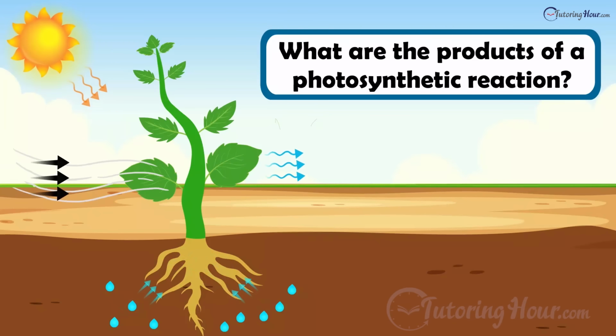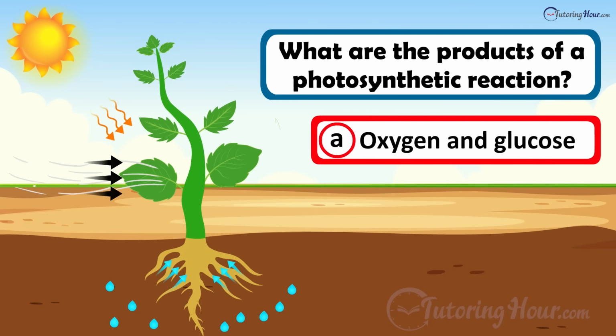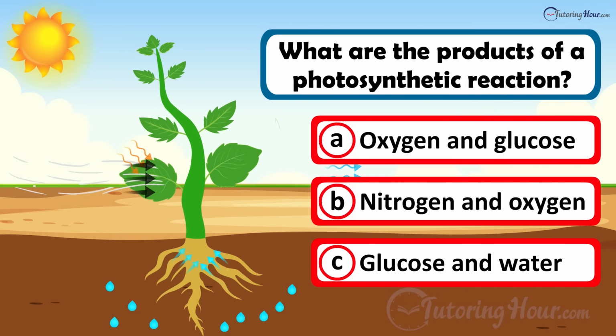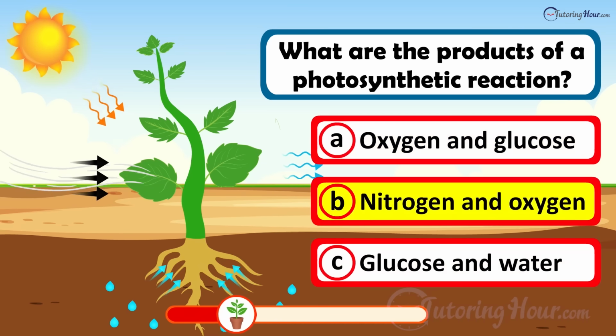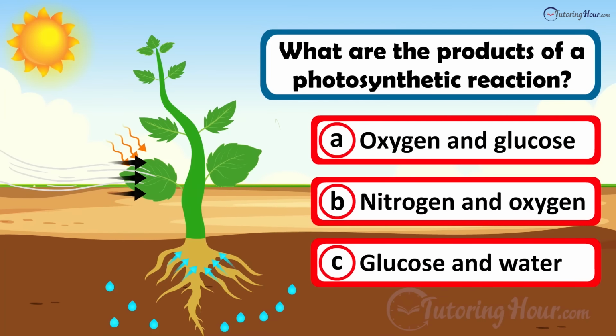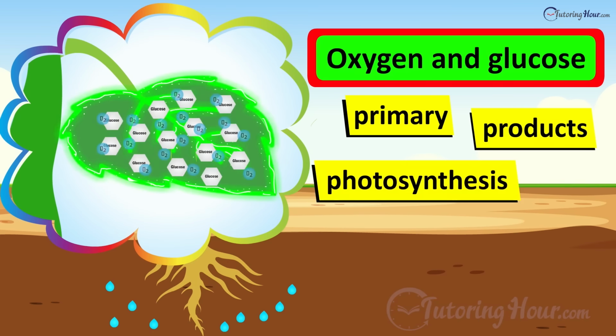What are the products of a photosynthetic reaction? A. Oxygen and glucose, B. Nitrogen and oxygen, or C. Glucose and water? The correct answer is oxygen and glucose, the primary products of a photosynthesis reaction.